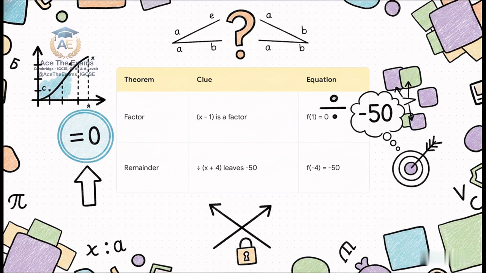Let's say the prompt tells us x minus 1 is a factor. According to the factor theorem, plugging in a positive 1 for x must leave a 0 remainder, so f of 1 equals 0. That's your first equation.